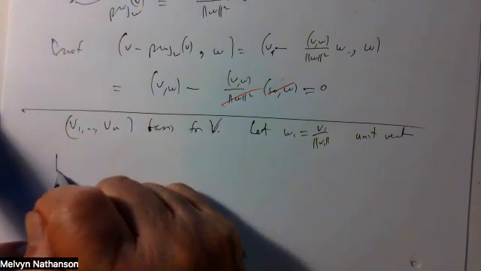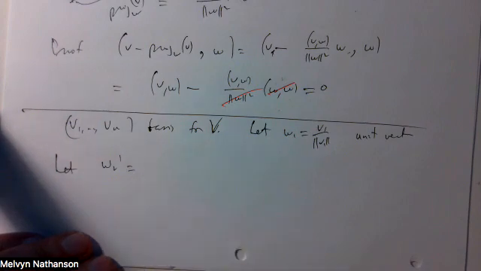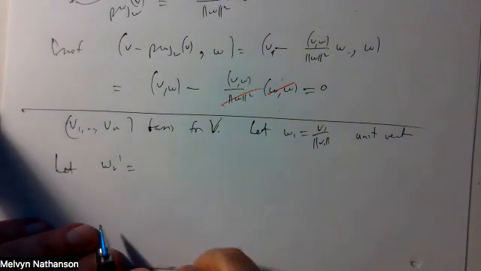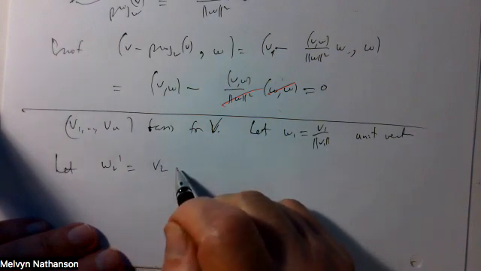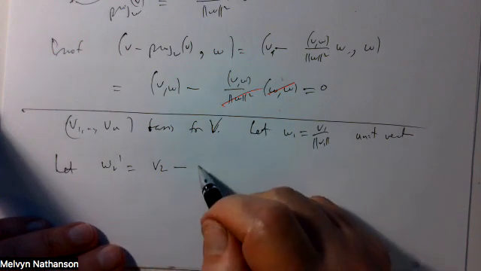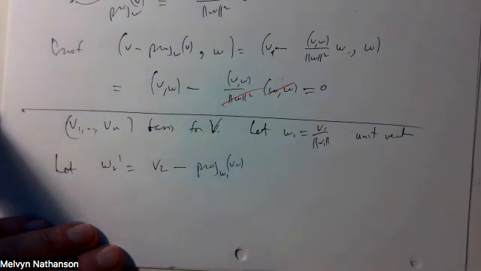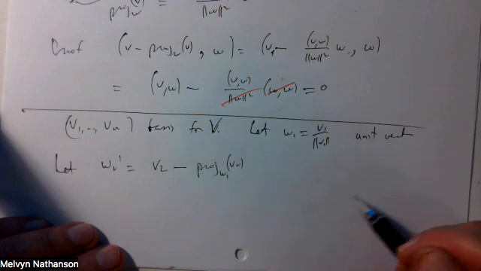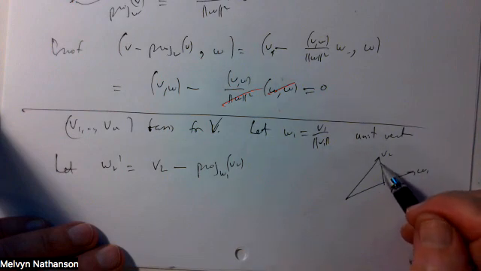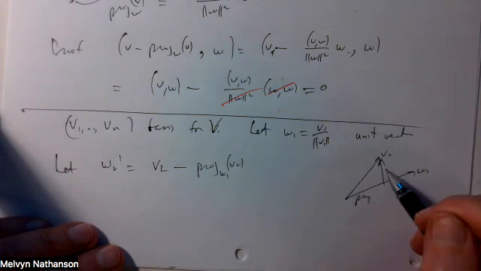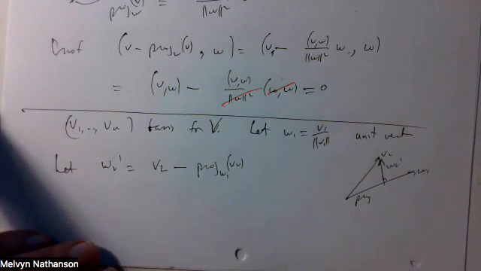Okay. Suppose I let W2 prime be equal to V2 minus the projection of V2 in the direction of W1. So I have this vector W1. I have my other basis vector V2. I look at this vector. So this is the projection, and this is V2 minus the projection. This is the vector I'm calling W2 prime.